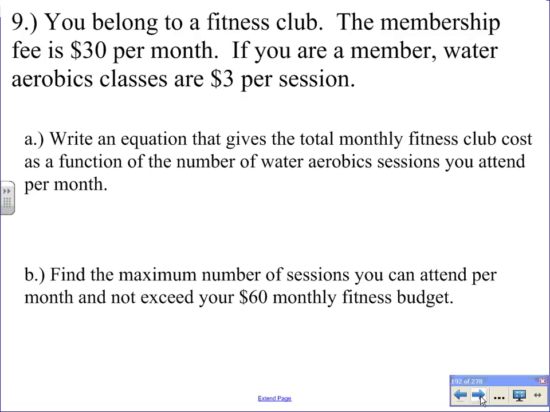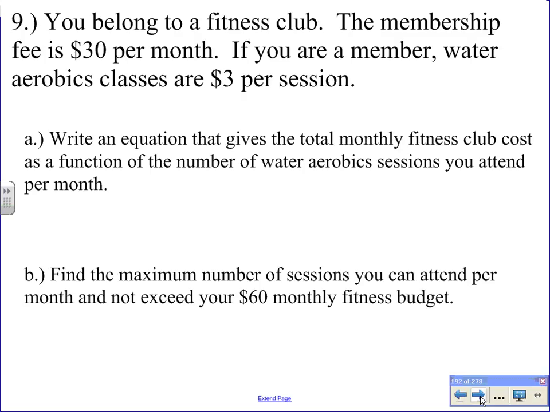The membership fee is $30 per month. If you are a member, water aerobics classes are $3 per session. So what is an equation that gives the total monthly fitness club cost as a function of the number of water aerobic sessions you attend per month? So first, someone tell me what X should be and what Y should be.